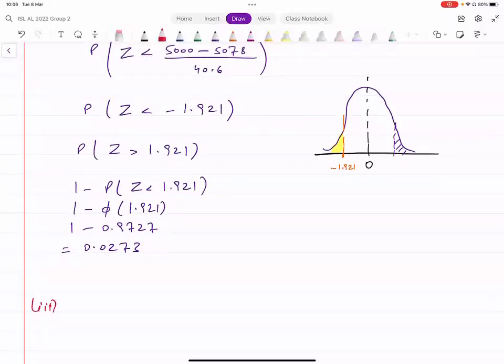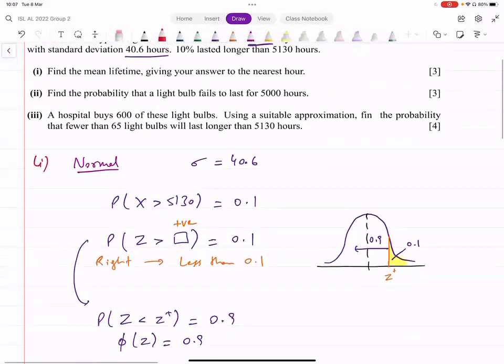इसका मैं आपको हिंट दे दूंगा, फिर आप बाकी इसको देख लेंगे. A hospital buys 600 of these light bulbs using a suitable approximation. अच्छा, इसने approximation की बात कर ली ना, it's pretty clear कि अच्छा binomial है और उसको normal में करना है. Approximation का सिर्फ एक ही केस है. So originally binomial distribution है, उसको आपने normal में approximate करना है. अब वो binomial distribution क्या है, उसमें n की value 600 हो गई है. We have to find the probability that fewer than 65 light bulbs will last longer than 5130 hours.